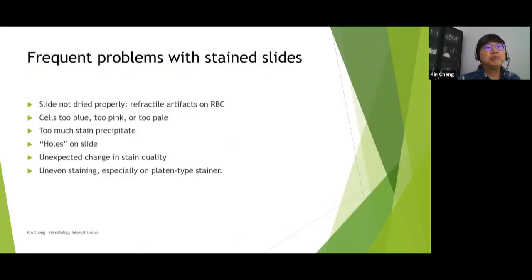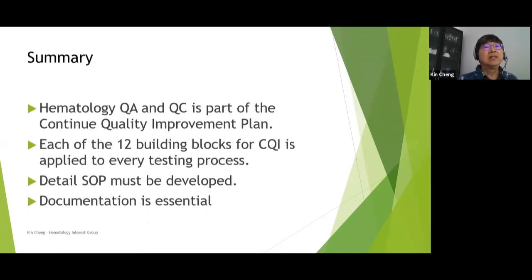So, staining slides: lots of people, even experienced technologists, may experience some of these problems. Again, we could take a whole hour to talk about how to stain a slide properly. You can look at the slide yourself, and because of the time, we're not going to go through all that.